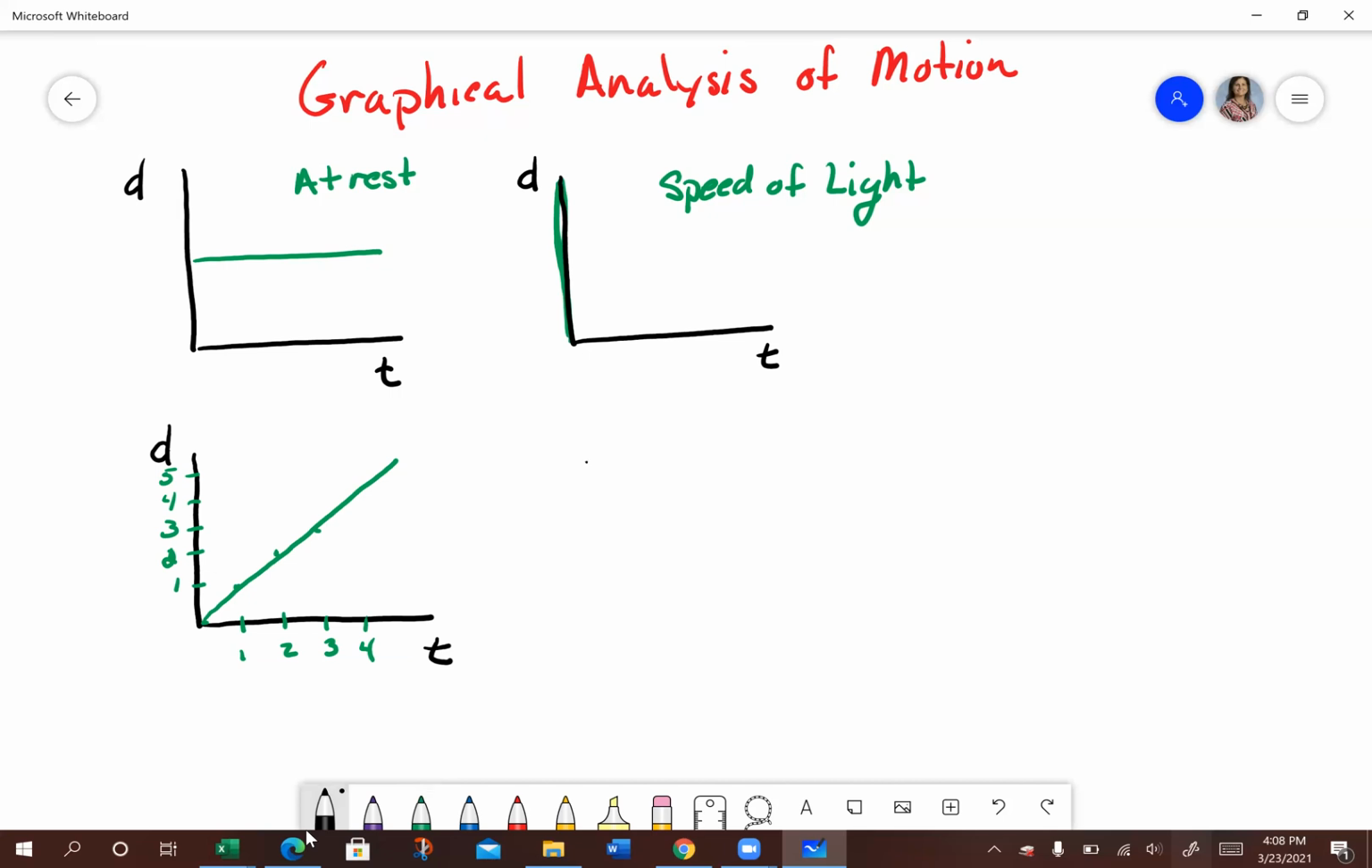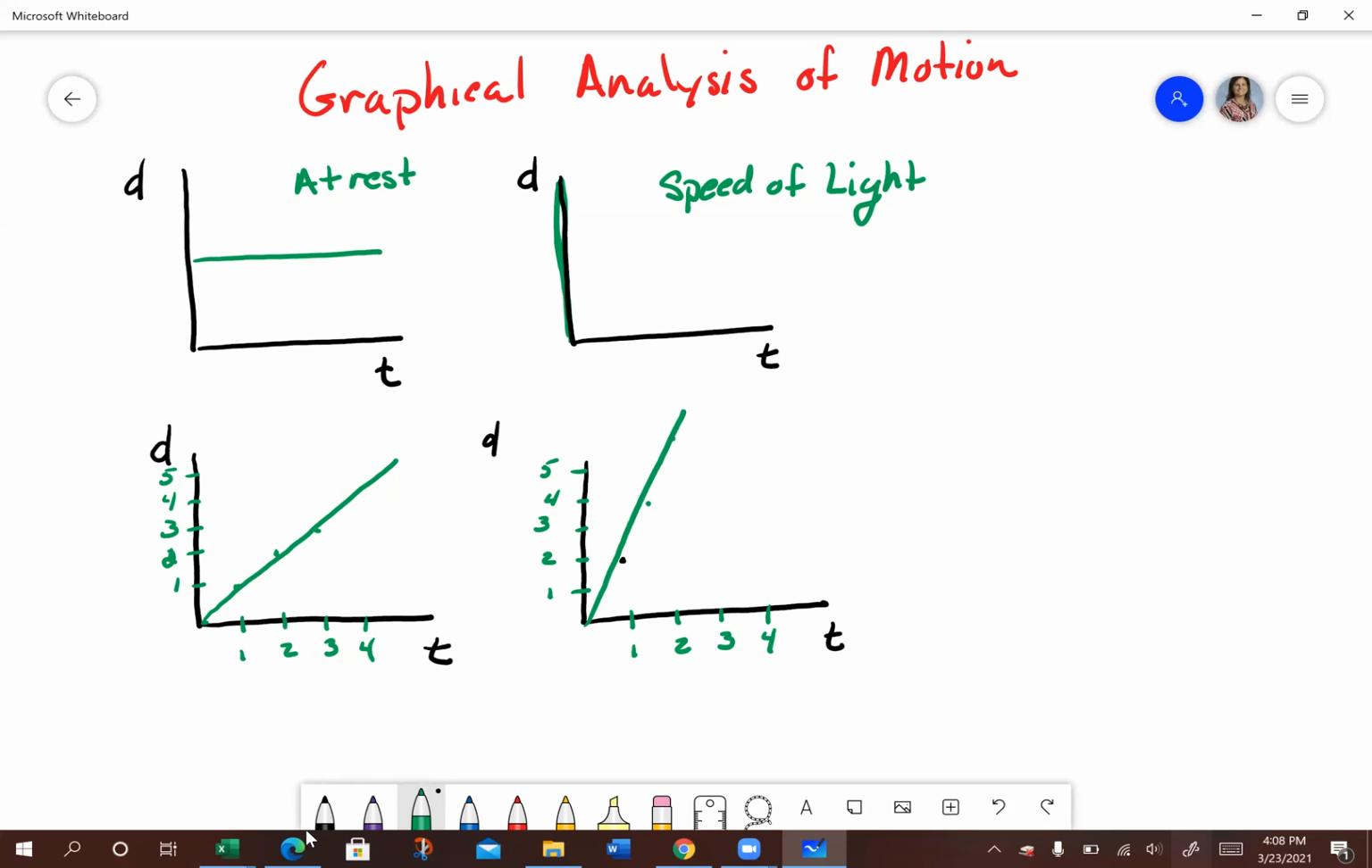But if I were to increase my speed, so this would tell me that I am moving away at a constant rate. If I apply the same scale, 1, 2, 3, 4, 5, and instead I travel at a higher rate, meaning every second I go 2 meters, then at 2 seconds I'd be at 4 meters, 3 seconds all the way at 6 meters. Notice that my line approaches more of this vertical.